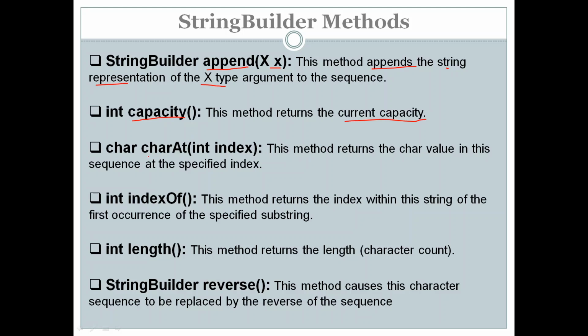Then we have the next method, character at, and it takes an index as an argument. As the name suggests, it simply returns the character value in the sequence at the specified index. I told you in a string every character is at a particular index position, and if you want to know what is at a particular index position, say 5 or 0 or 10, then we can use this method charAt. We need to pass an index here, and that will return us the character at that particular index position.